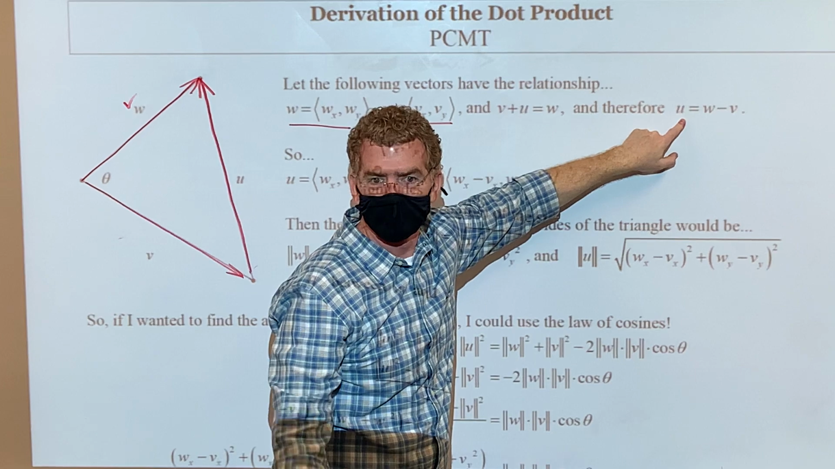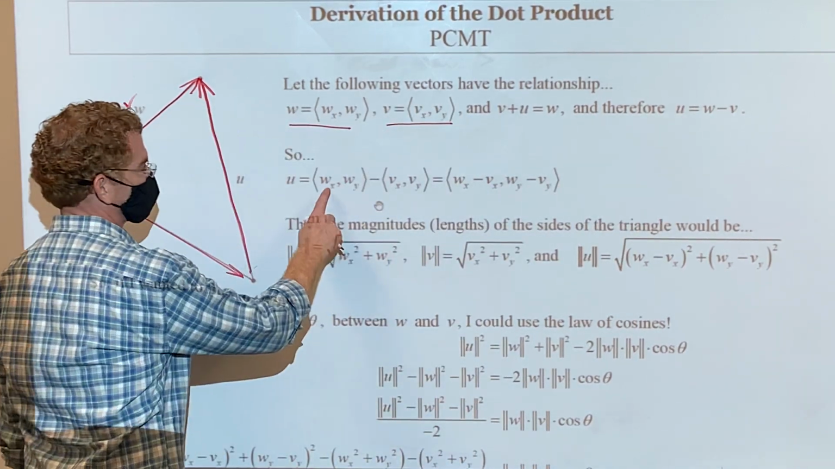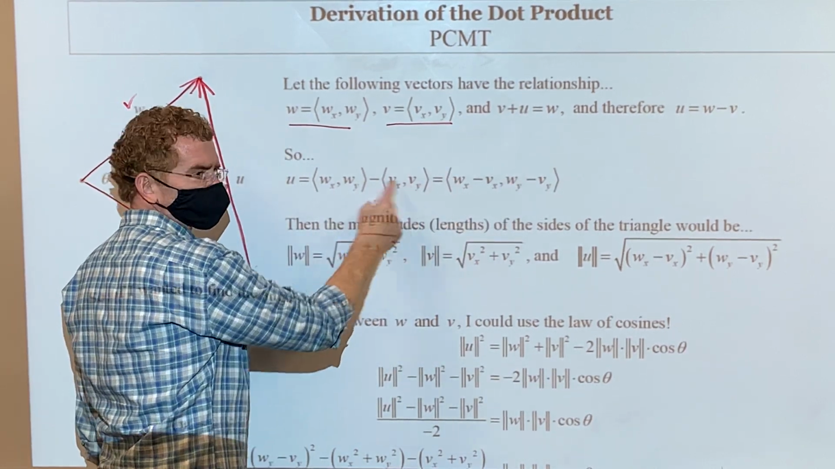Are y'all seeing that? Now again, you're not going to have to do this, but I'm just showing you. So right here, I would take the W vector, which I know, and I would take the V vector, which I know, and how do you subtract two vectors?